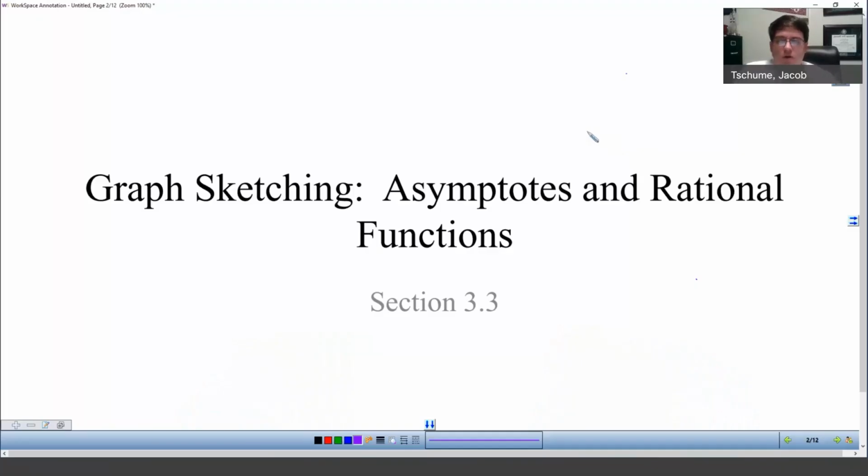All right, so we are going to move into section 3.3 and talk about graph sketching that goes along with asymptotes and rational functions. So not as much graphing in this section as there has been in the last couple, but there is one more big idea we have to go over, and that's the idea of different kinds of asymptotes. So let's look at what they're called, how they work, and then we'll do some examples.